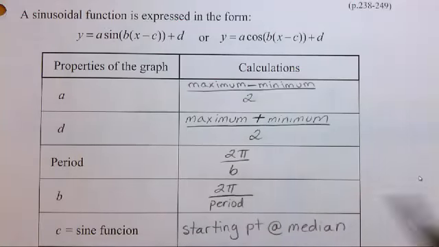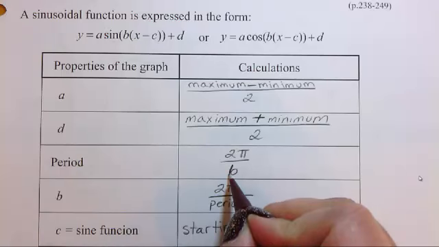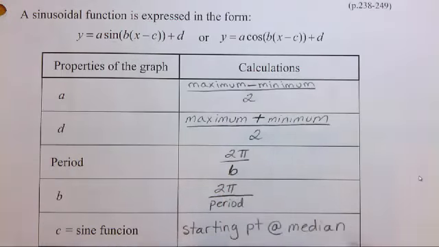Your period is 2 pi divided by B. And if you are looking for B, you're most likely going to read the period off of the graph, and then you're going to go 2 pi divided by the period, one full cycle that you read.